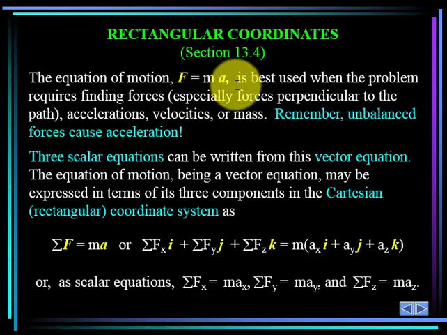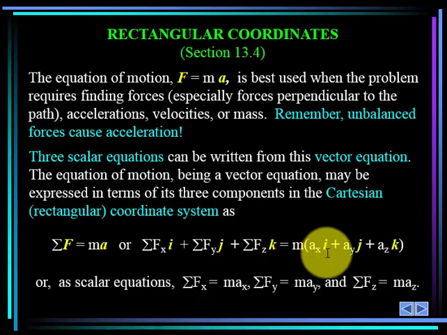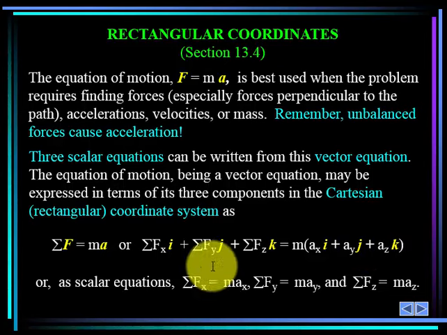Remember that it is these unbalanced external forces that will cause an acceleration of the body. As I've just said, we can take that vector equation and break it into scalar components. So the sum of forces in the x, the y, and the z, all added together using ijk unit vectors, is equal to mass times the acceleration components, multiplying the i, j, and k Cartesian unit vectors. Or we can simply write them as three separate scalar equations. Sum of forces in the x equals mass times acceleration in the x, same for the y, same for the z.